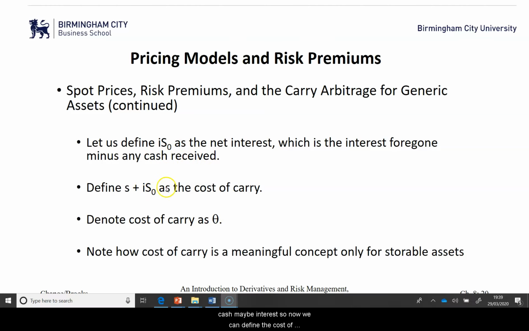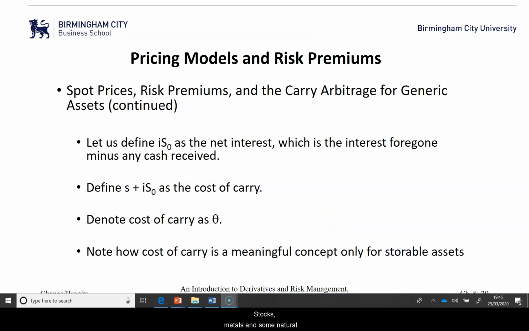So now we can define the cost of carry as the storage cost plus the net interest as defined here. We can denote the cost of carry as theta. Now you can see how the cost of carry is only meaningful for storable assets. For non-storable assets, an item such as electricity, the cost of carry is meaningless.